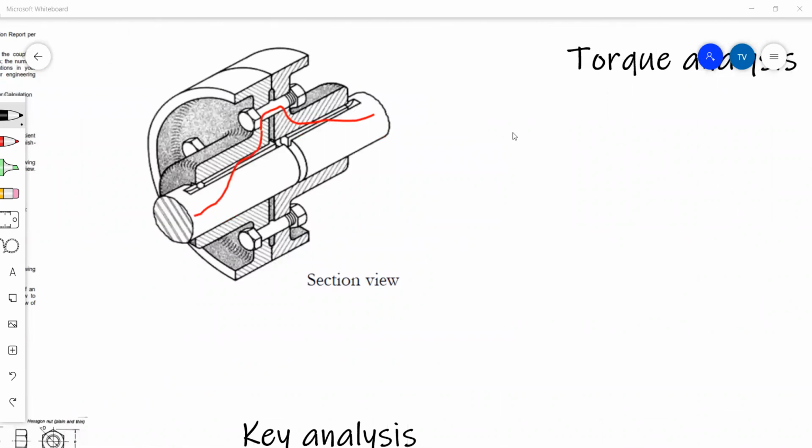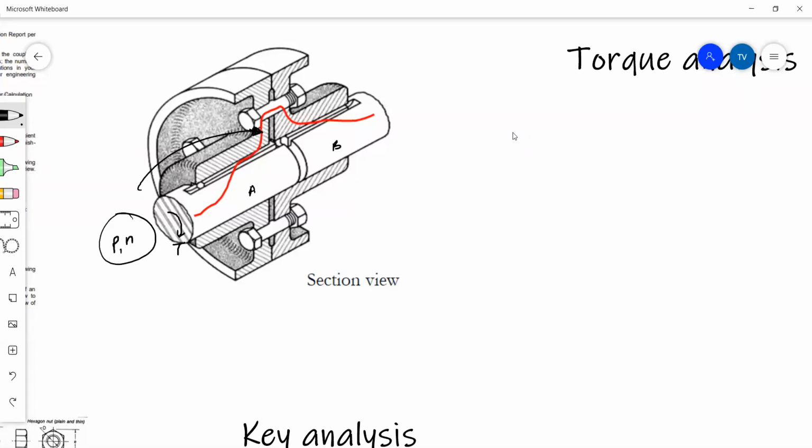So this part, let's call this part A, and this is part B. This part is rotating, and it has some kind of power, and it's rotating and causing a torque. It's rotating to transmit some power at some kind of RPM. Now we need to transfer this to shaft B.